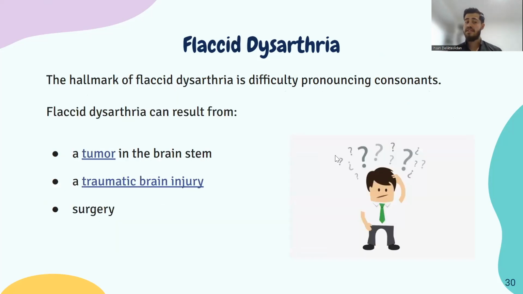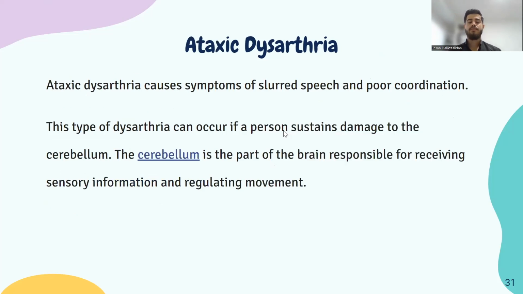We also have flaccid dysarthria. The hallmark of flaccid dysarthria is difficulty pronouncing consonants. Flaccid dysarthria can be a result from a tumor in the brainstem, a traumatic brain injury, which can occur from a fall or from a car accident, or even surgery. Let's have a look at our next one.